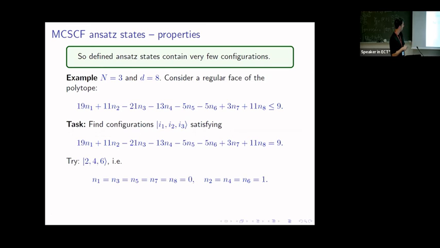So for instance, let's take this configuration 2, 4, 6. So it has such occupation numbers. So N2 equal N4 equal N6 equal 1, and the rest is 0. Now we need to plug those into the equality here. So we get 11 times 1, minus 13 times 1, minus 5 times 1. The rest is 0. So it's 11 minus 13 minus 5, that's minus 7. And that's different than 9, so this is not the right configuration. It doesn't enter the ansatz.